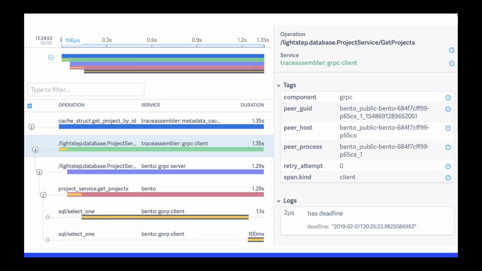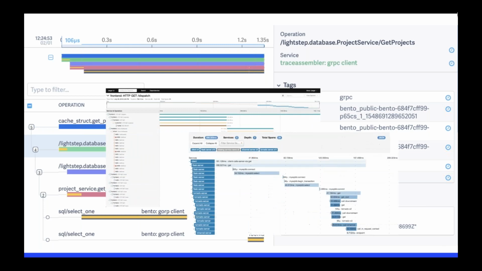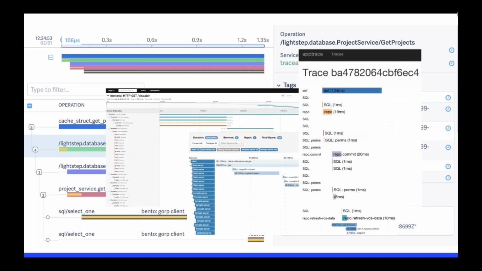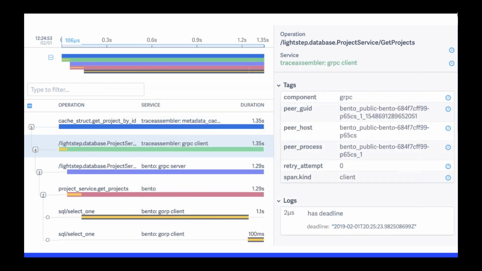So to be super concrete, here's a picture of what an individual trace might look like. There's a bunch of tools that'll do this. Some of them look like this. They all kind of look like Gantt charts to me a little bit. So let's focus on one tool and this one trace.